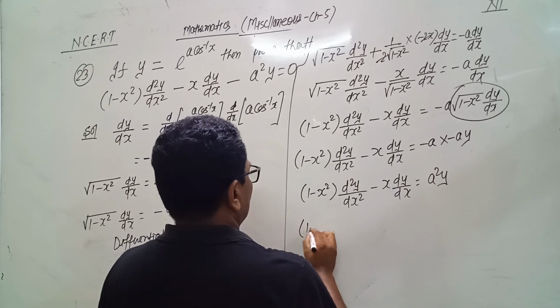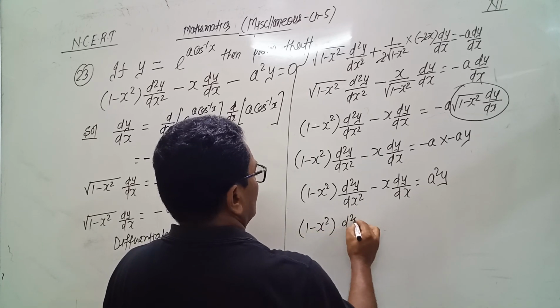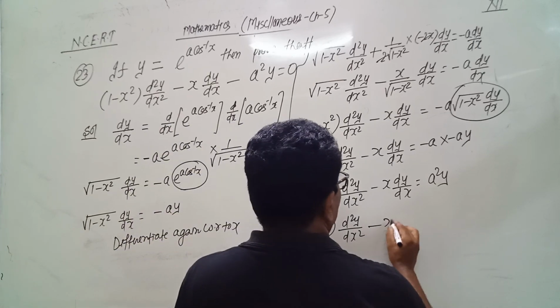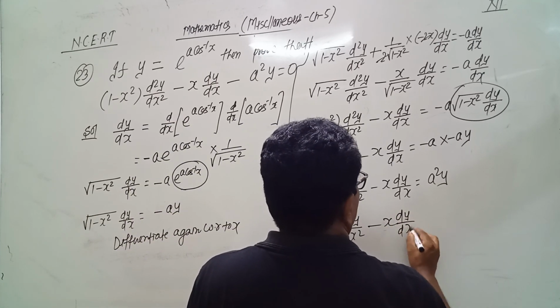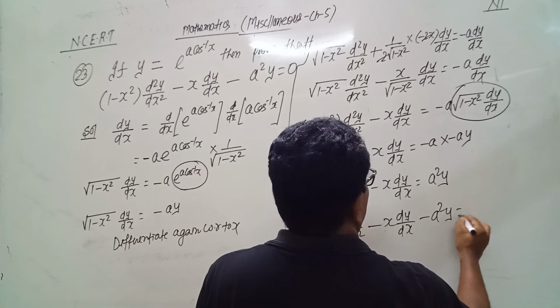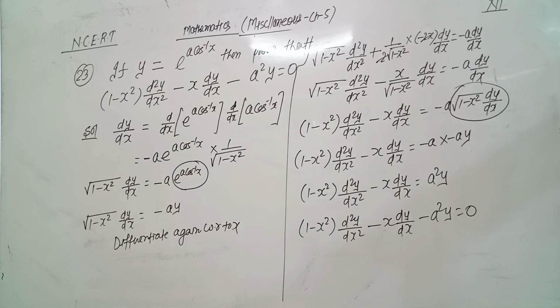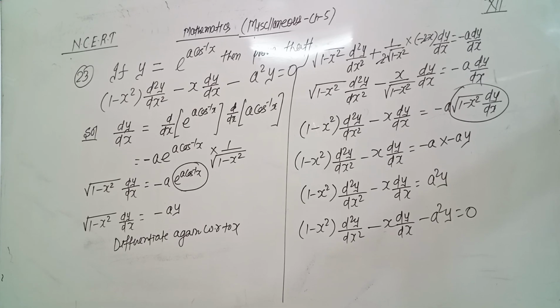A square y will come to the left side. So it gives (1 minus x square) d2y/dx square minus x dy/dx minus a square y equals 0. So this thing we had to prove. So this completes chapter 5. From the next video we will discuss a new chapter, application of derivatives, chapter number 6.